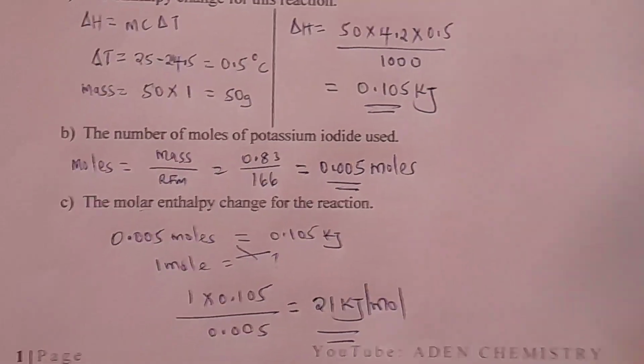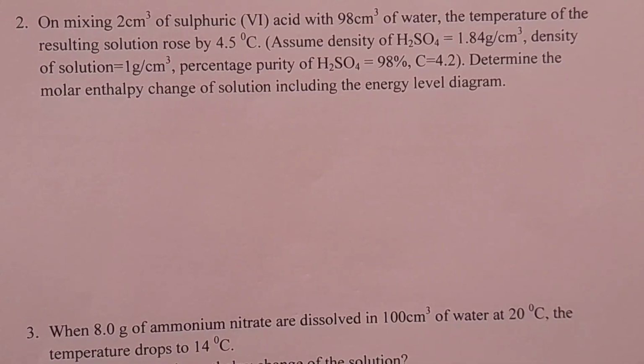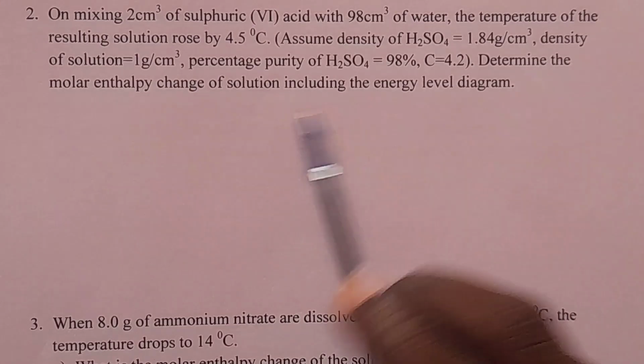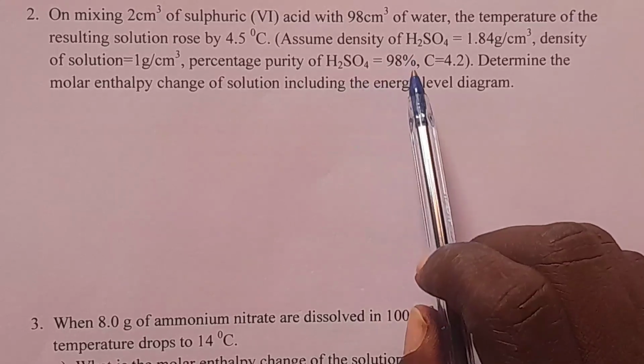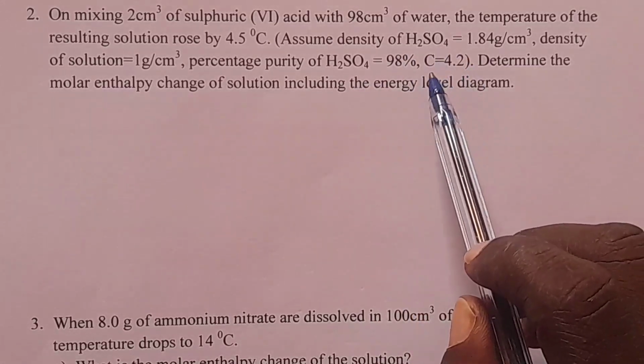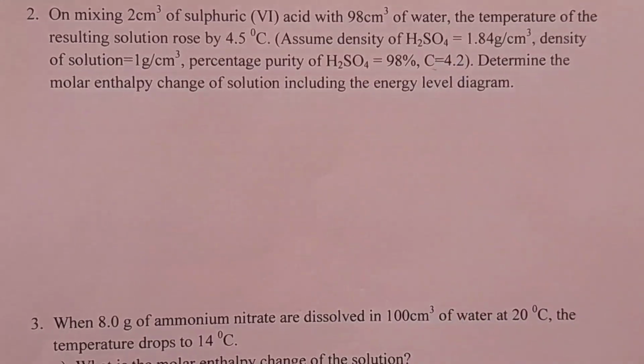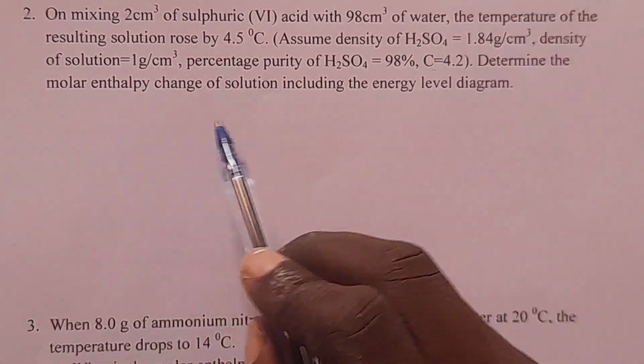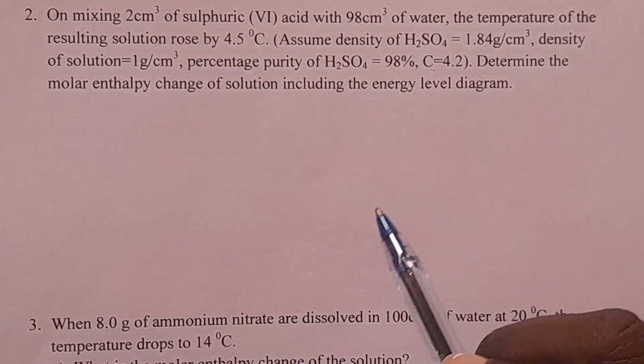Okay, we go to example 2. In example 2, we are told that on mixing 2 centimeter cube of sulfuric acid with 98 centimeter cube of water, the temperature of the resulting solution rose by 4.5 degrees Celsius. We are told to assume the density of sulfuric acid is 1.84 gram per centimeter cube, the density of solution is 1 gram per centimeter cube, the percentage purity of sulfuric acid is 98%, and the specific heat capacity C is equal to 4.3. We are told to determine the molar enthalpy change for the solution, including the energy level diagrams.